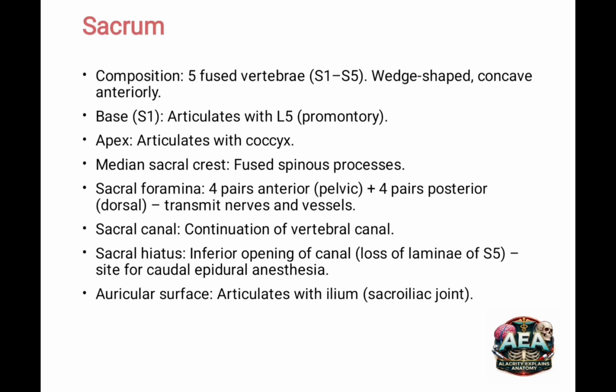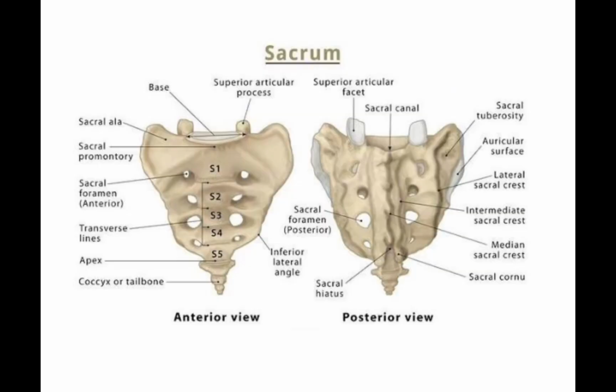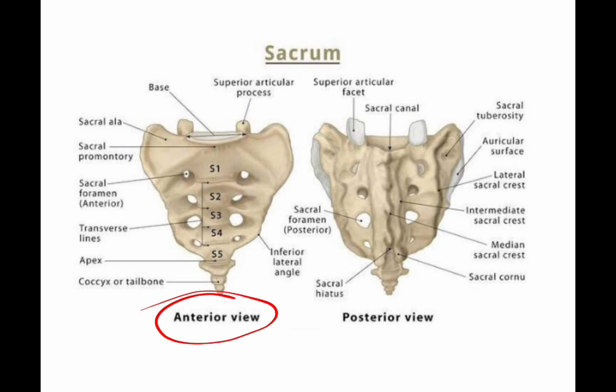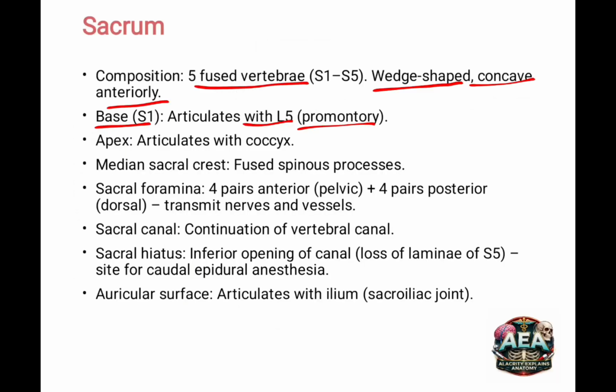For the sacrum, it is composed of 5 fused vertebrae, S1 to S5. It is wedge shaped, concave anteriorly. Look at this image. This is the anterior aspect, the anterior view. It is concave anteriorly. It has a base. The base of S1 articulates with the L5 vertebrae, forming the promontory. You have an apex which articulates with the coccyx.